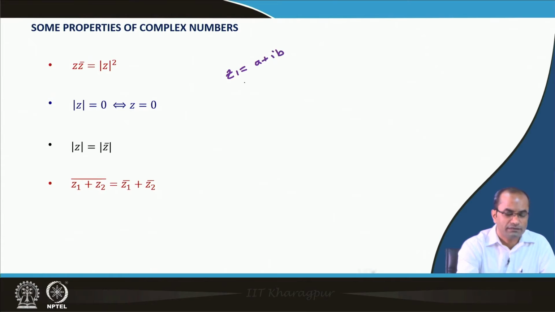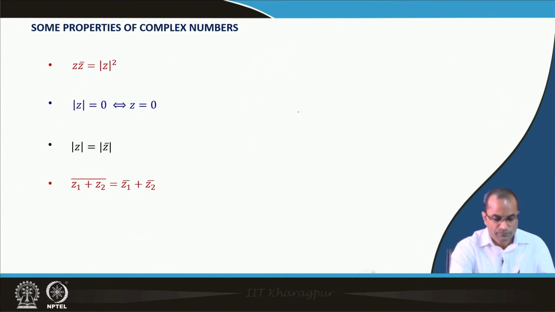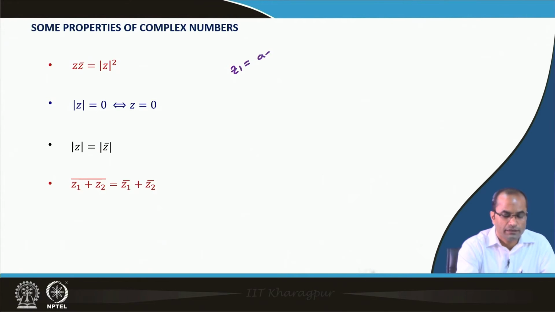If you take two numbers, z1 equal to a plus ib, and z2 the new number, let us say c plus id, and if we add the two, z1 plus z2, we know how to add: a plus c, and then we have I times b plus d.